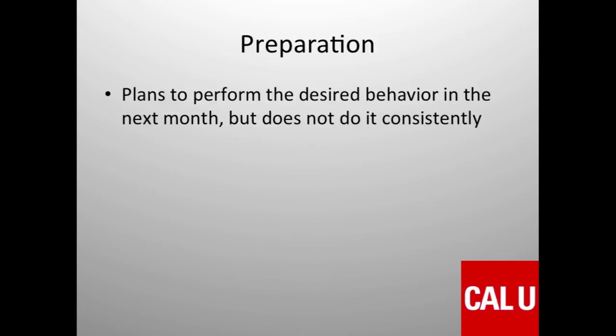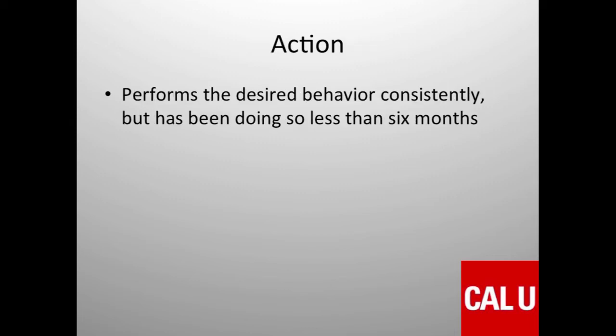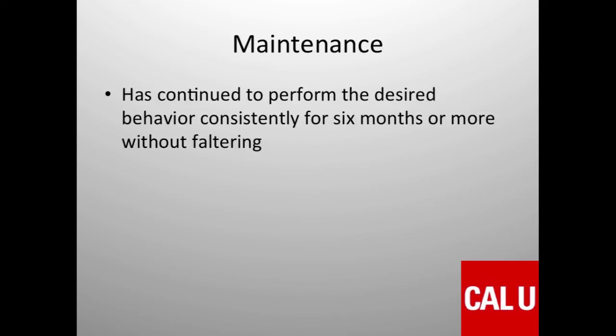The preparation phase is when the client plans to perform the desired behavior in the next month, but does not necessarily do it consistently. So we might do it 1 month, skip a month, and then come back to it again. Action is when the client performs the desired behavior consistently, but has been doing so for less than 6 months. Maintenance, on the other hand, is when the client has been performing the activity and has been consistently attending and participating for 6 months or more without faltering.